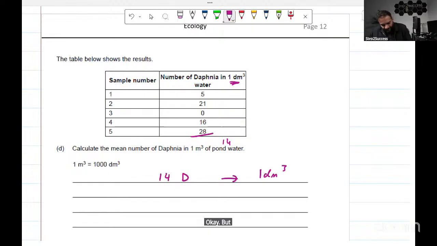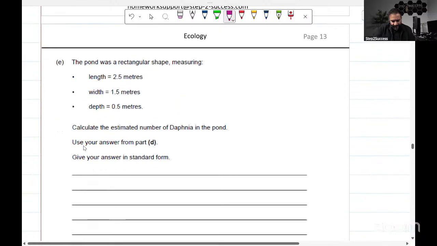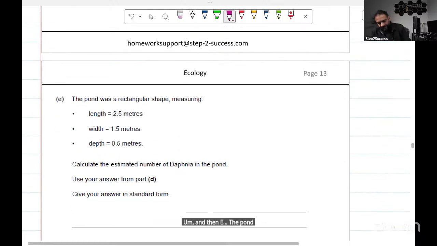But we want to know the number in 1 meter cubed. Now, 1 meter cubed, as it tells you here, is 1,000 of these. So 1 meter cubed is 1,000 times bigger than a dm cubed, which means that if there's 14 in one of those, there would be 14,000 in 1 meter cubed. So that is the answer to that question. Just making sure that is correct. Yeah, it is 14,000.